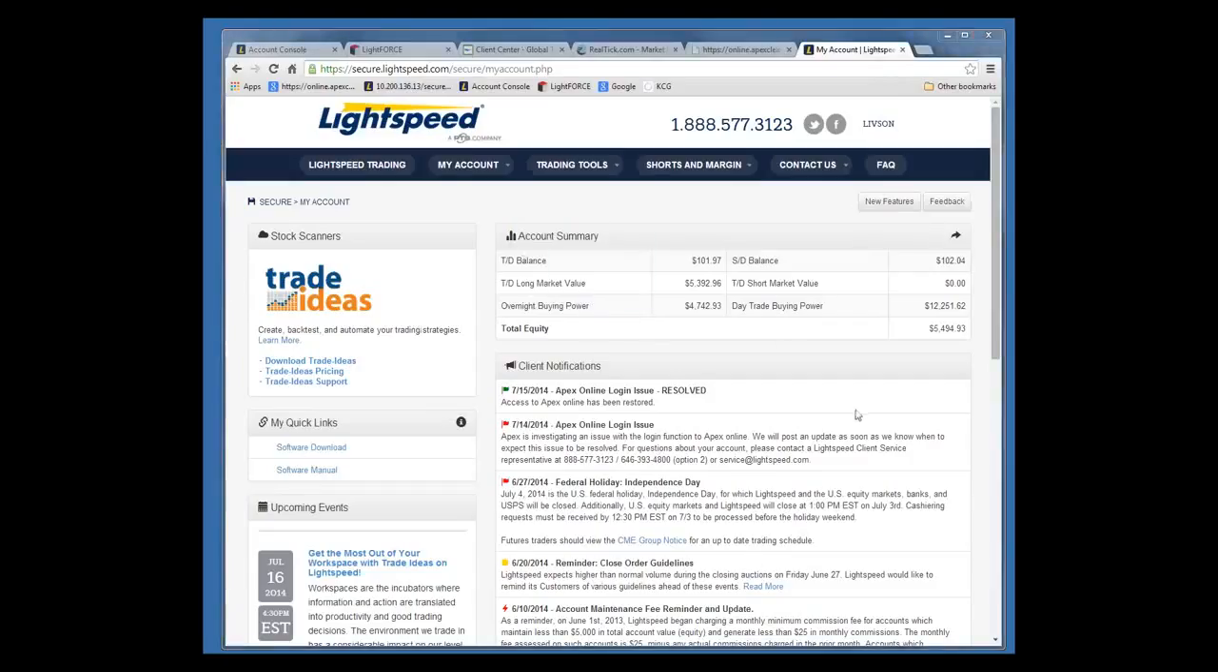Okay, you can see here, this is the login screen on Lightspeed. In the upper left-hand corner, under stock scanners, we have the Trade Ideas download link right here, and this is where you can also access Trade Ideas support. You would download and log in directly through the Lightspeed website. It's very easy. We have it built in and connected for you.